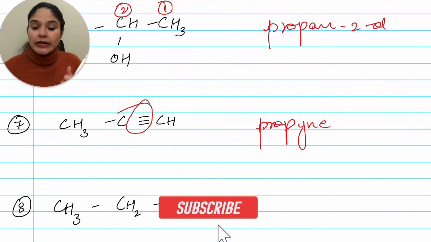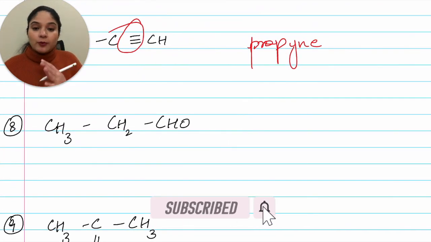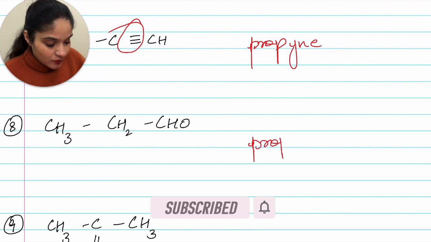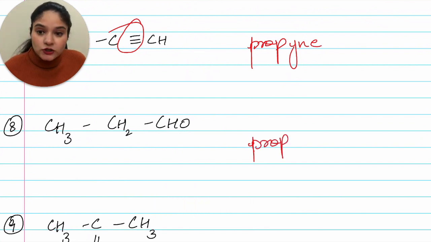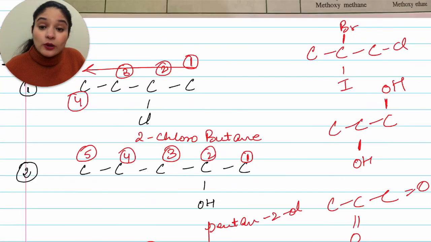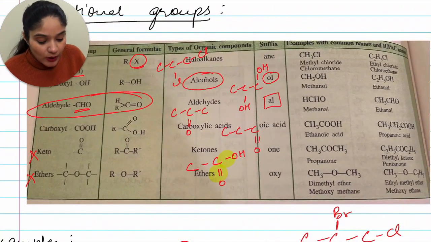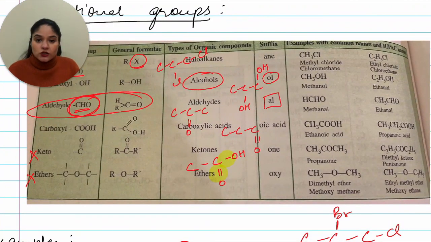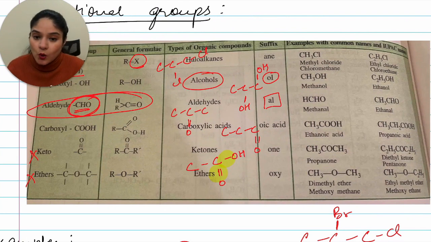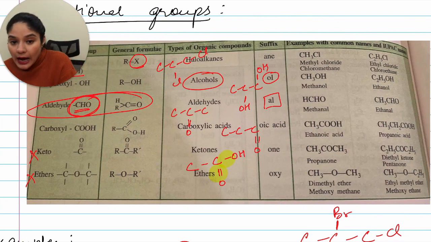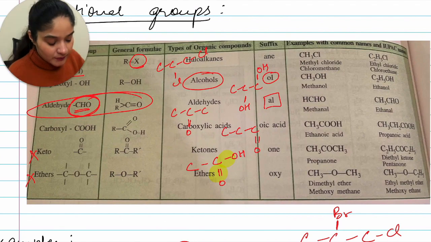Moving on to the 8th question. 3 carbons. Prop. You have a CHO. What is CHO? Tell me, what do you have? Think about it. First of all, prop. All are single bonds, write AN. And then if you are confused, come back here. See, you have a CHO. CHO means a double bond O. Aldehyde. That means AL.